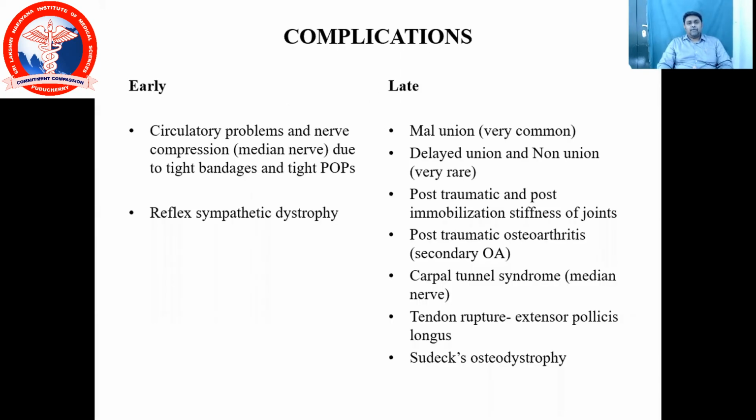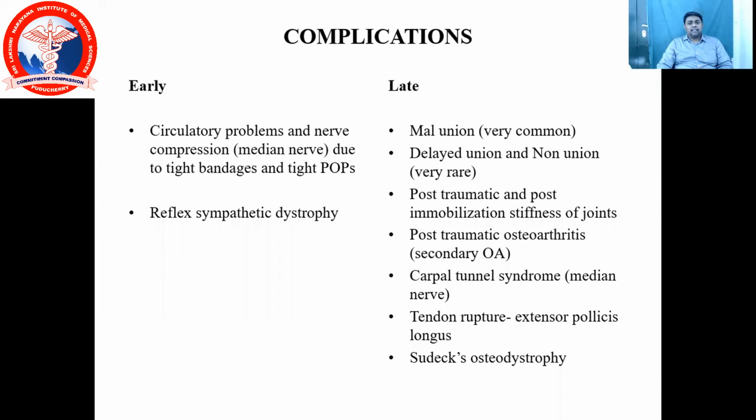Coming to the distal end of radius fracture, what are the complications which we can see? Any complication can be an early complication or a late complication. In early complications, there are circulatory problems and nerve compression, mainly the median nerve, due to tight bandages and tight POPs, and then reflex sympathetic dystrophy. In late complications, you can see malunion, delayed union, sometimes very rarely non-union, and then post-traumatic or post-immobilization stiffness of the joint, post-traumatic arthritis or secondary osteoarthritis, carpal tunnel syndrome because of the compression of the median nerve, tight bandages, and tight retinaculum.